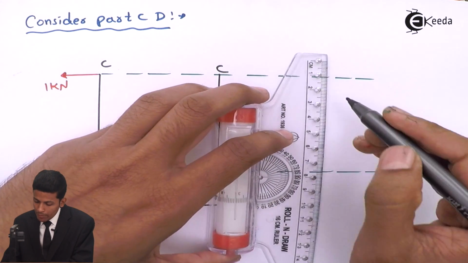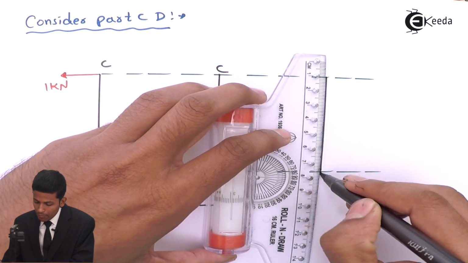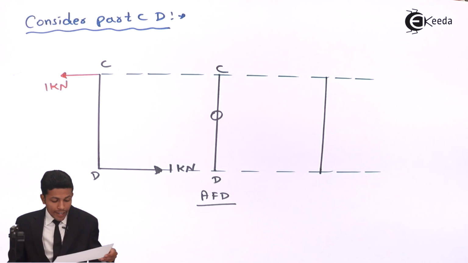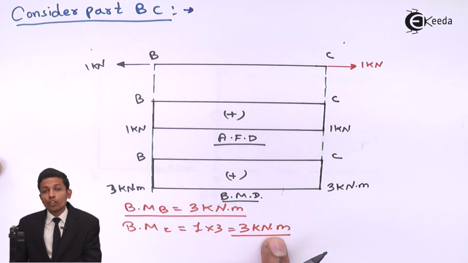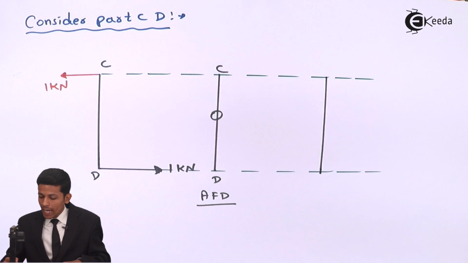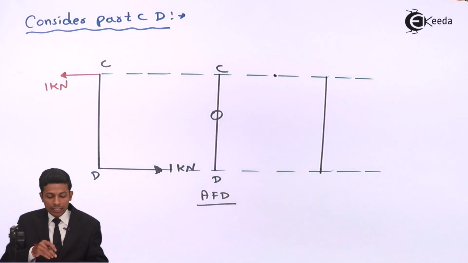Okay. Now let's start with the bending moment first. The bending moment diagram. Now see, as you all have already calculated, bending moment at C will be 3 kilonewton meter positive. So you can directly draw over here. Positive means inside the frame.